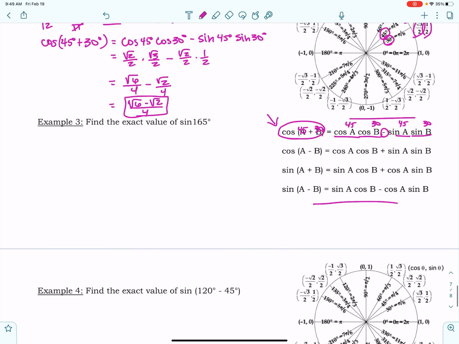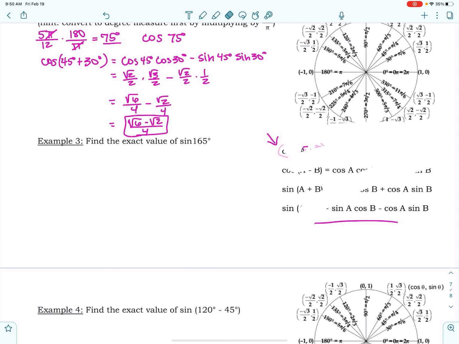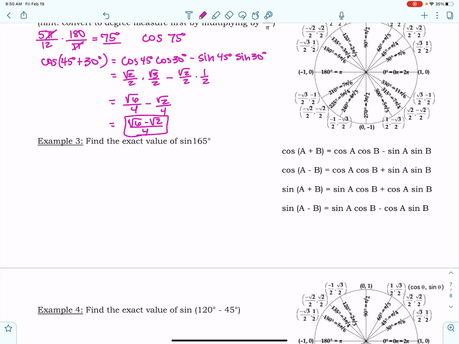All right, now we're going to look at example 3. For this one, it's sine of 165. So let me erase my unit circle here and my markings. So the exact value of sine 165. Well, again, 165 doesn't occur on the unit circle. It would be somewhere in here. So that means I need two values that either add or subtract to give me 165 that do occur on the unit circle. The most obvious one to me, I've got 135 here and 30. If I add those together, I get 165.